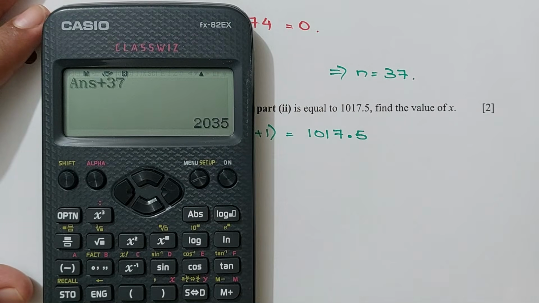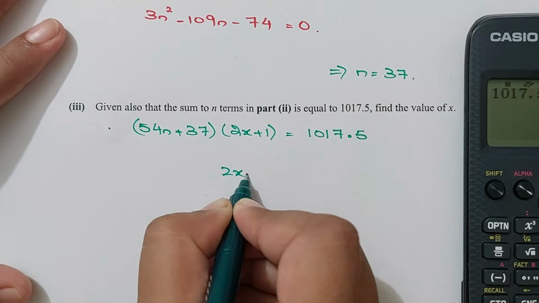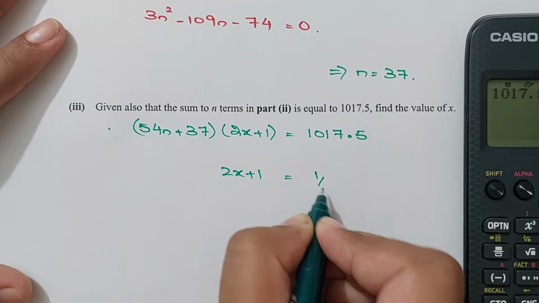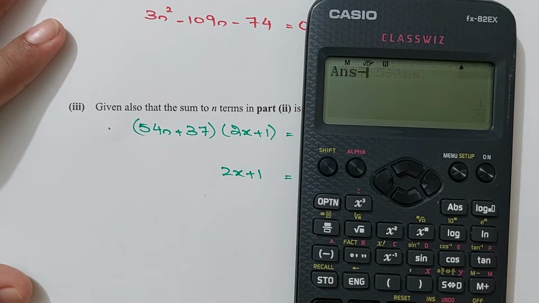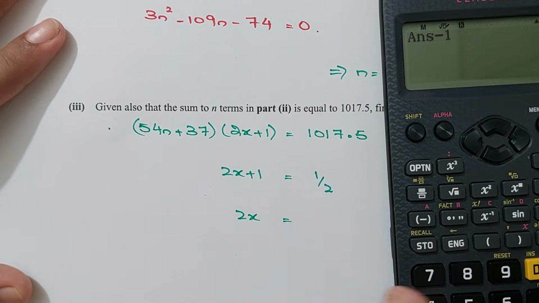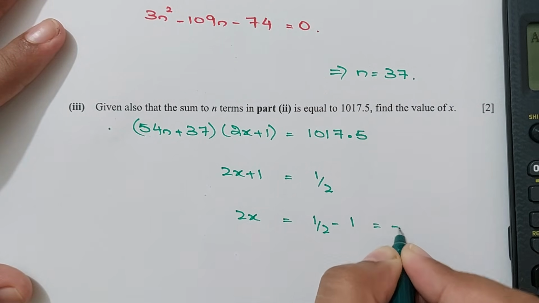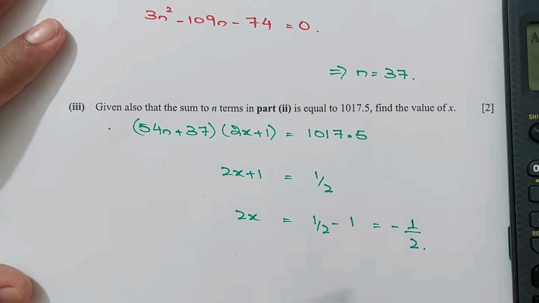And 1017.5 divided by the answer is 1 by 2. So we can say 2x plus 1 equals 1 by 2, and then subtracting 1, 2x equals 1 by 2 minus 1, which is minus 1 by 2, and x equals minus 1 by 4. This is the value of x.